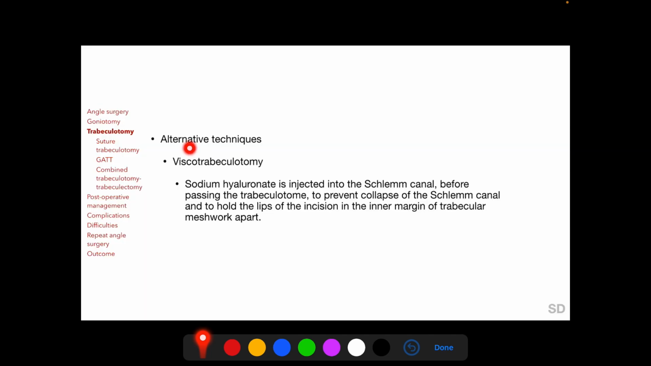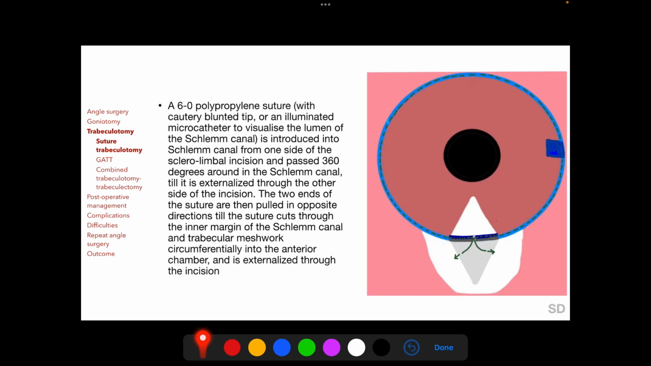There are alternative techniques to standard trabeculotomy. In viscotrabeculotomy, sodium hyaluronate is injected in the Schlemm's canal before passing the trabeculotome, and viscoelastic in the Schlemm's canal is said to prevent collapse of the Schlemm's canal and to hold the incision in the inner margin of the trabecular meshwork apart.